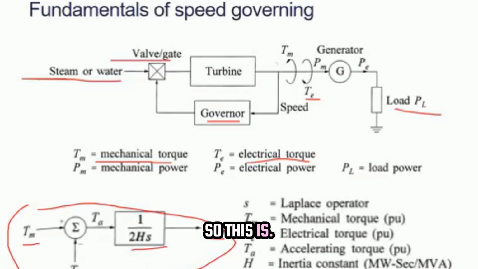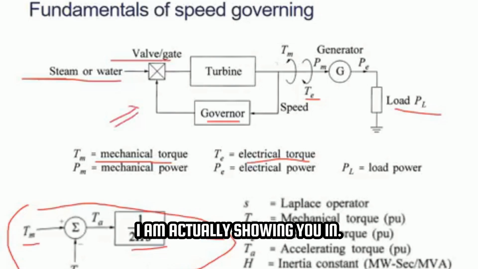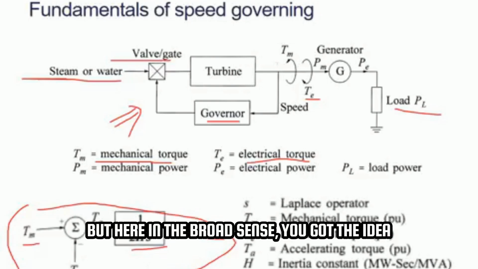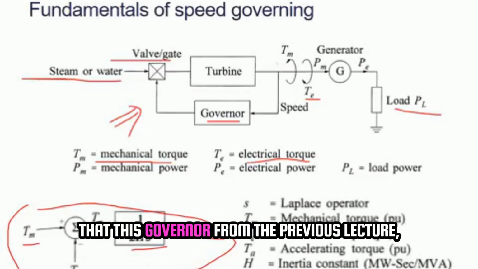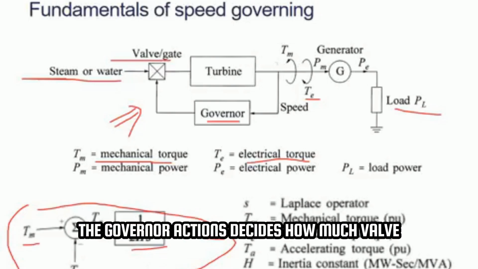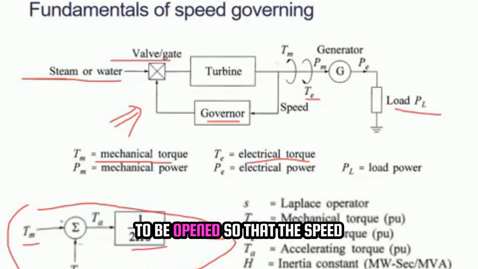Right? I'm not showing you everything in detail, but in the broad sense you got the idea, from the previous lecture, that if this changes, it means the speed changes, and the governor action decides how much the valve is to be opened so that the speed comes back to the normal state.